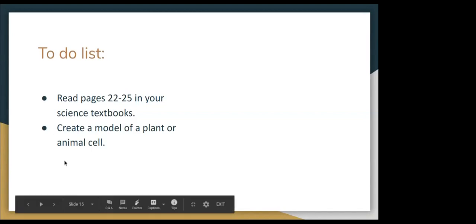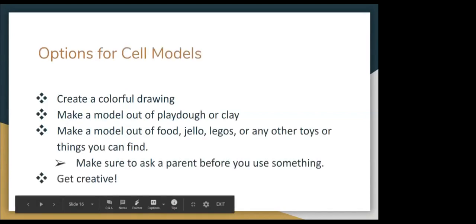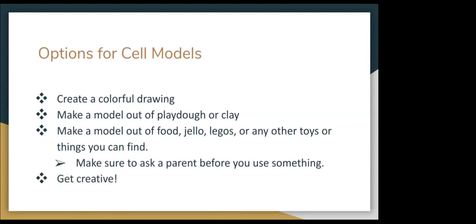Let me go over the details of that. For your cell models, you can keep it simple. You can do just a colorful drawing. That'll be great. Make sure you label the different parts. Use different colors for each part. And you can draw that out.